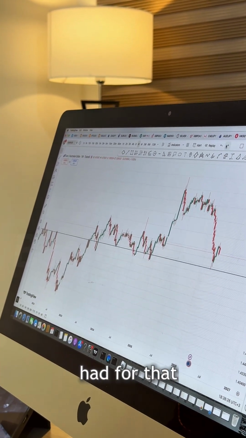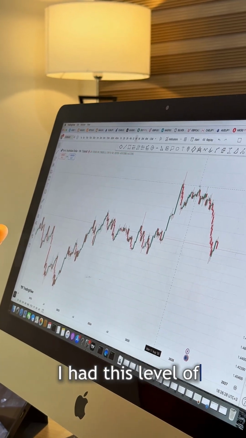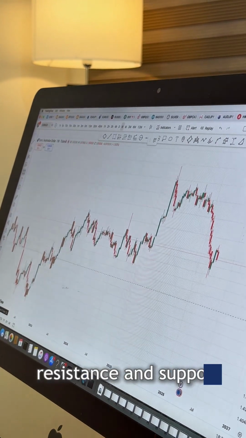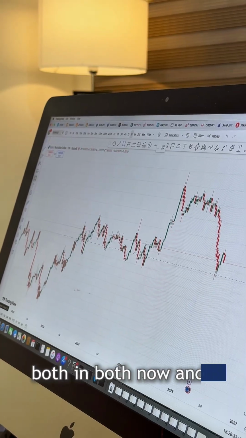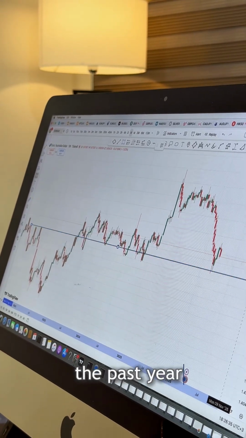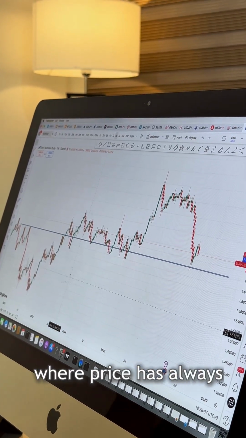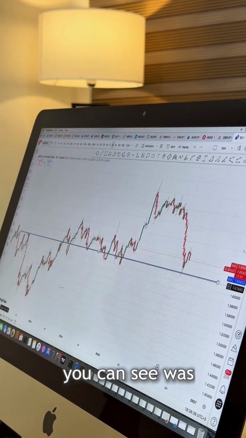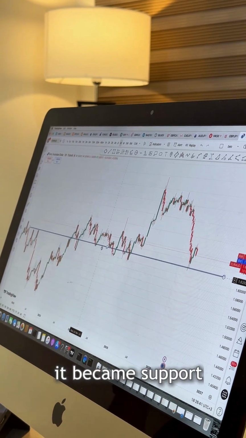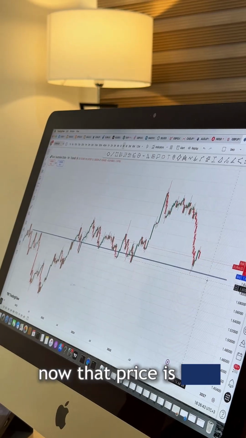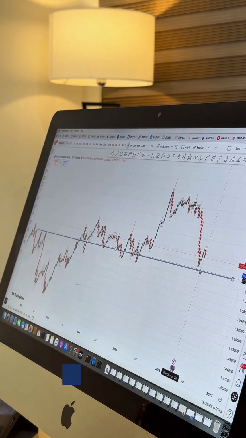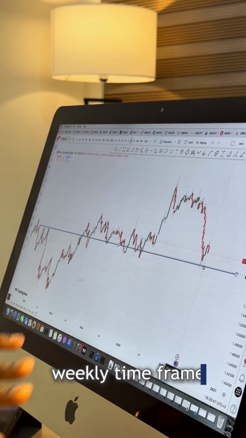And I had this level of resistance and support both now and in the past here, where price has always been bouncing. You can see it was resistance at this point. It became support, and now that price is back there, we're expecting it to become support. But this is on the weekly time frame.